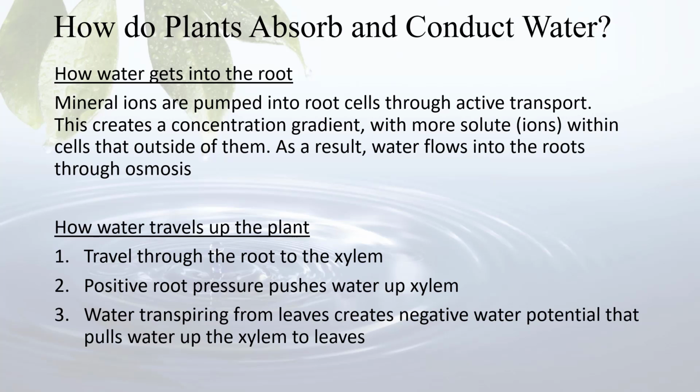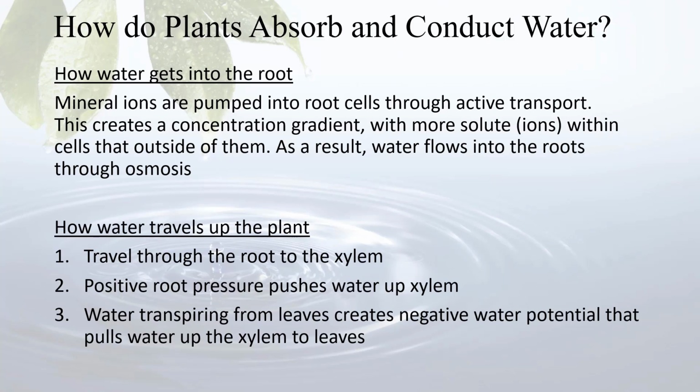Our plants also need mineral ions, as we're going to learn when we start talking about fertilizer and their mineral needs. So our plants are going to pump mineral ions into the root cells through active transport. They're going to use energy to pump mineral ions into them. That process creates a concentration gradient where now we have more solute, right? Remember that slide on osmosis. We're going to have more solute or more ions within our root cells than outside of them.